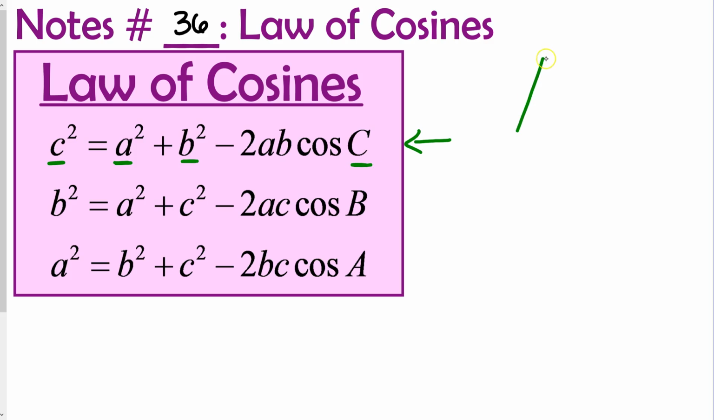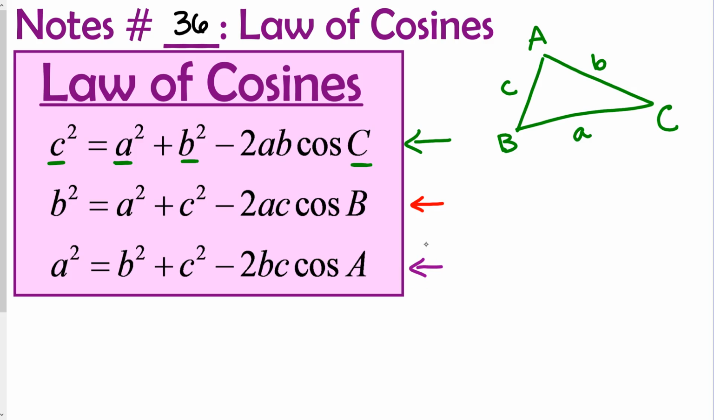So let's imagine that you have your triangle ABC. And if you know the measure of angle C, and you know side C and let's say side A and side B, or if those are the four things you're interested in, then you can go ahead and use that version of the formula. So if I know angle C, I'm going to use this version. However, if I know angle B, I'm going to use the second version. And if I know angle A, I'm going to use the third version.